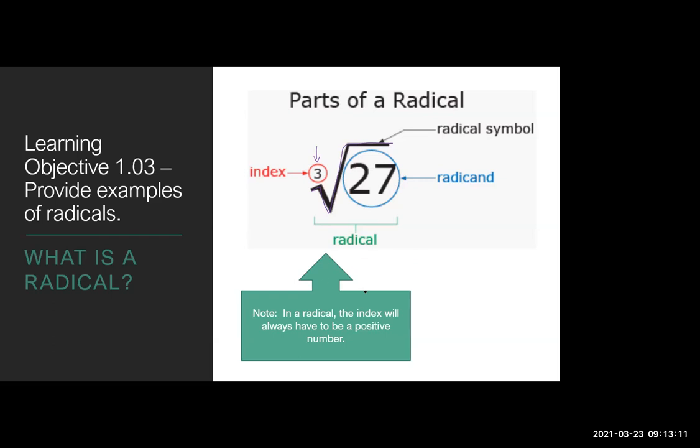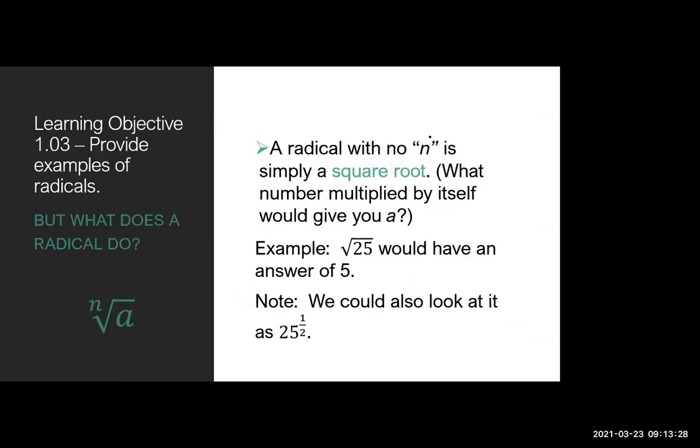Now it's important to note that the index has to be positive. So this is a lot of new vocabulary, and using the proper terminology sometimes helps us know where to put things. Okay, so if we have a radical that doesn't have an index written, like this is blank, we call that a square root.